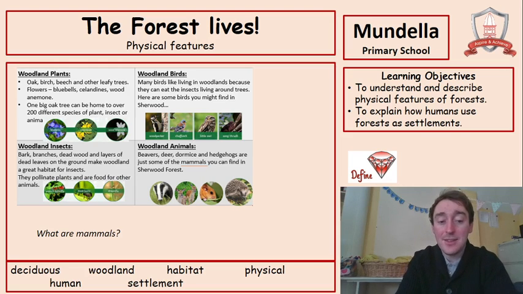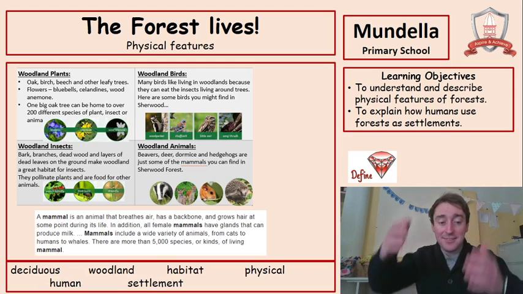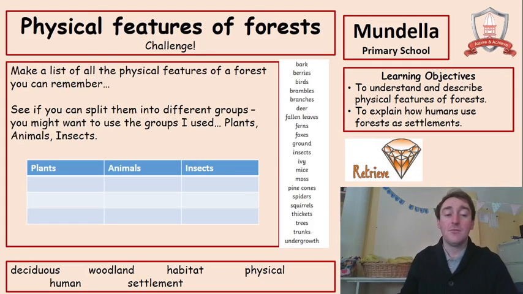Okay, we'll have a look at the definition of mammals in 3, 2, 1. Okay, a mammal is an animal that breathes air, has a backbone, and grows hair at some point during its life. In addition, all female mammals have glands that produce milk. Mammals include a wide variety of animals, from cats to humans to whales, and there are more than 5,000 different kinds of mammal. Cool.